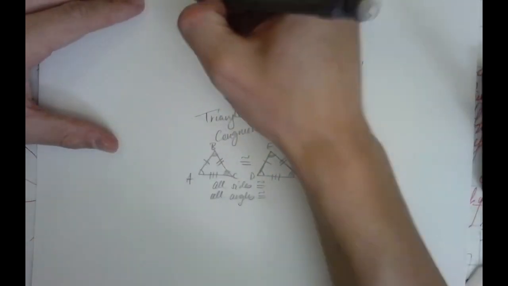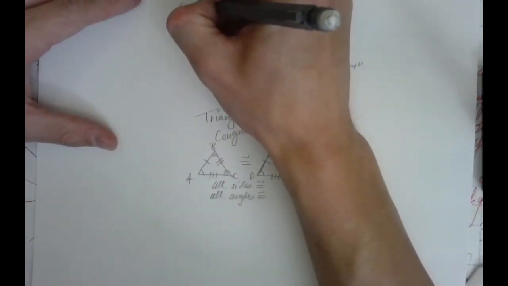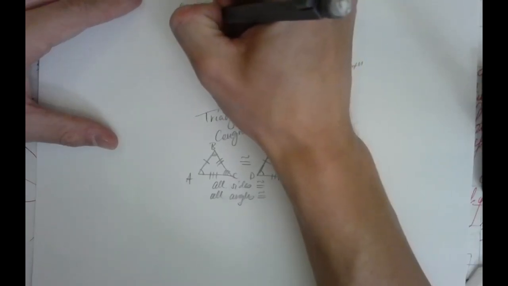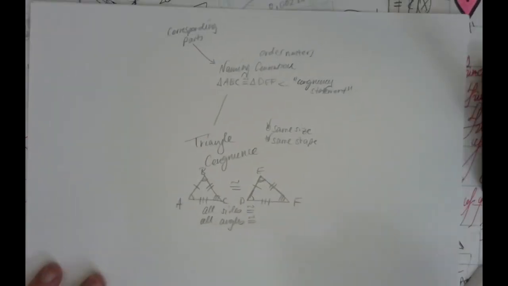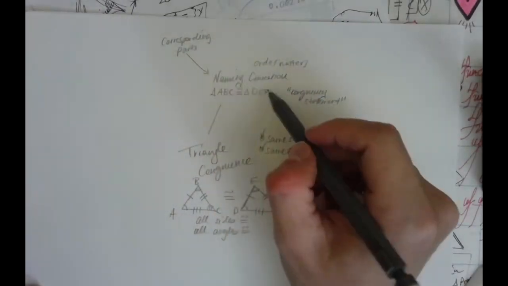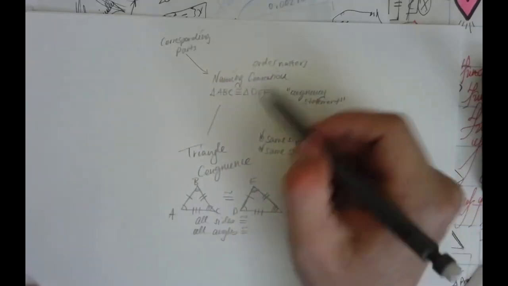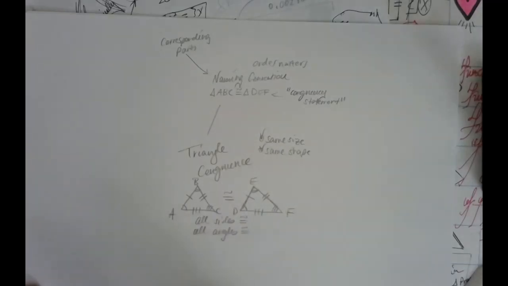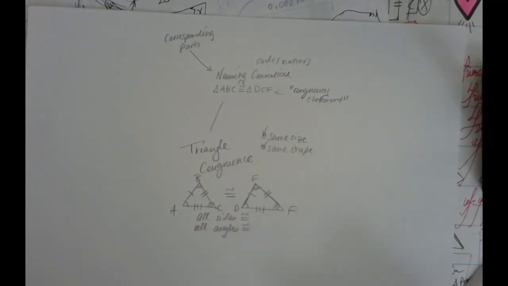So maybe over here I'll write that. It shows you the corresponding parts. The corresponding parts of the triangle are given in this example. So corresponding parts can be given by the naming convention that we use to name congruent triangles. The goal is, are two triangles congruent, right? So that's the entire subject of this first part.